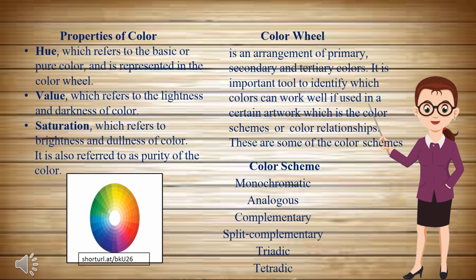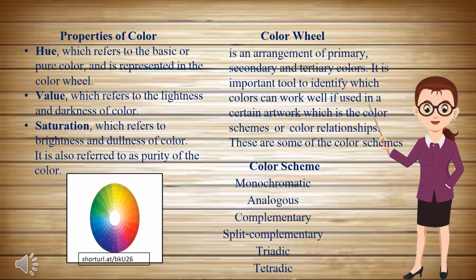The color wheel. The color wheel is an arrangement of primary, secondary, and tertiary colors. It is an important tool to identify which colors can work well if used in a certain artwork, which is the color schemes or color relationships. These are some of the color schemes. We have monochromatic. Monochromatic involves using the same hue but with different gradients of value.